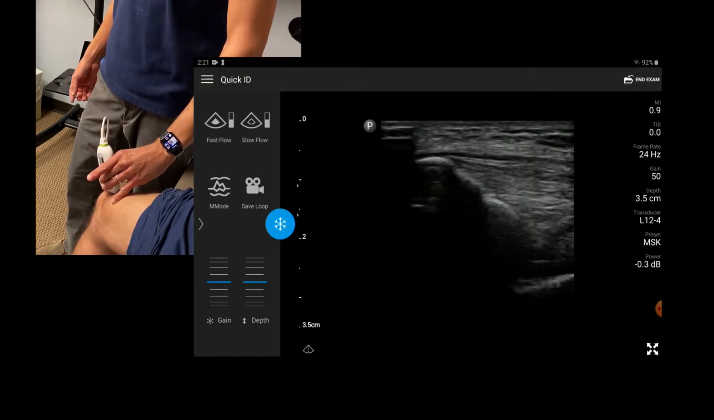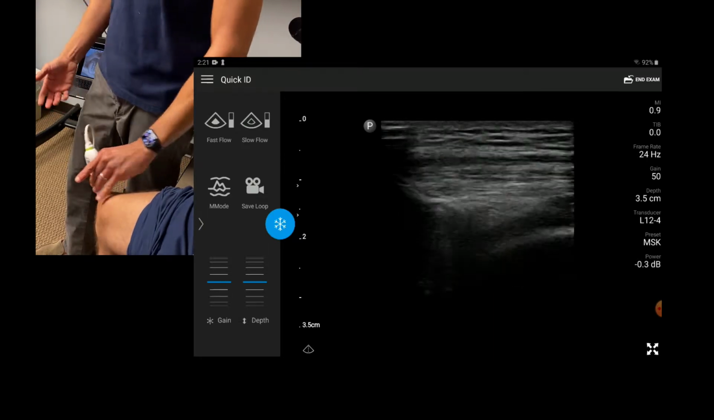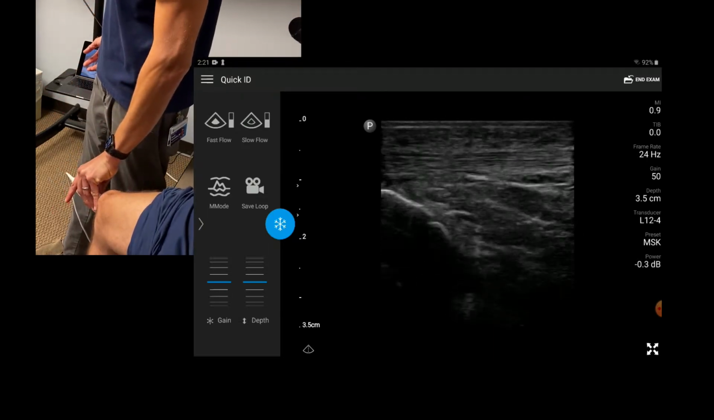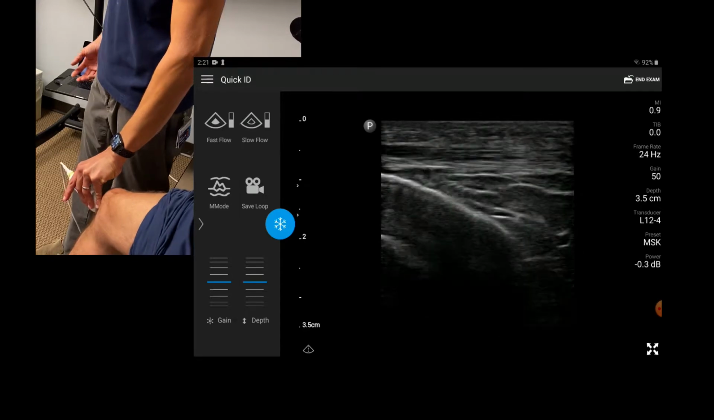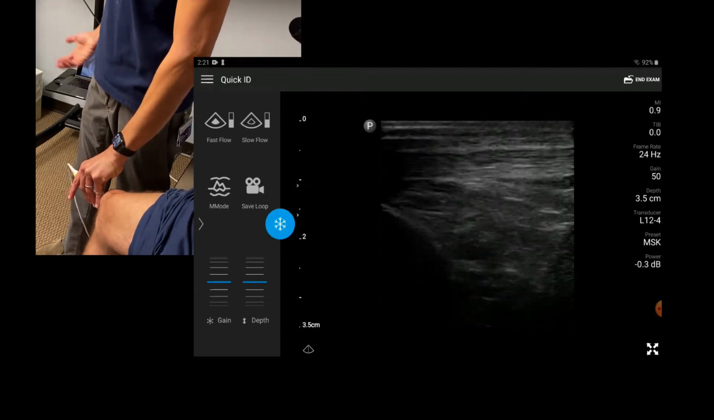He can't do it, right? Because he can't transfer the force. If he tears his patellar tendon and I ask him to extend, is he going to be able to do it? No. Yeah, no, right, exactly.